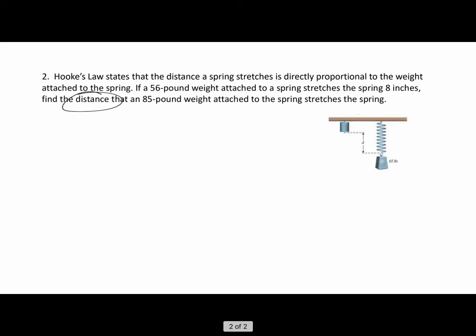So in the first sentence, the distance a spring stretches is directly proportional. That's what tells me this is direct variation. So I know I'm going to have some variable equals k times another variable. That's direct variation. But what's that first variable? The distance a spring stretches. So I need to come up with a variable for this. Let me call that d. So d is directly proportional to the weight attached to the spring. Let me call that w. So d varies directly with w. That's my equation so far.